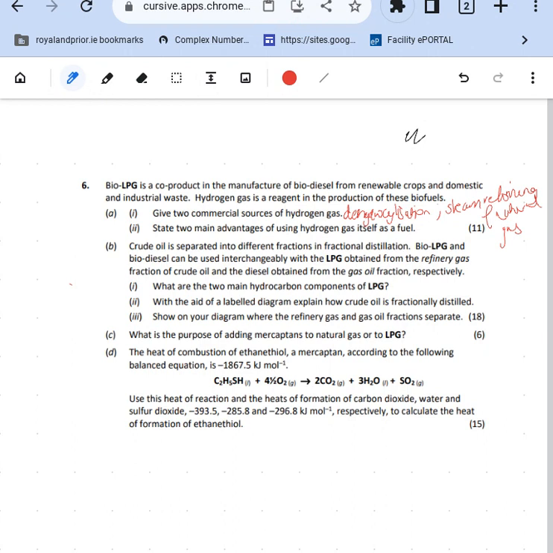Two main advantages of using hydrogen gas as a fuel. So hydrogen gas, you could say the only pollutant is water. It's got a high kilogram calorific value. It's a high octane number, and so on.